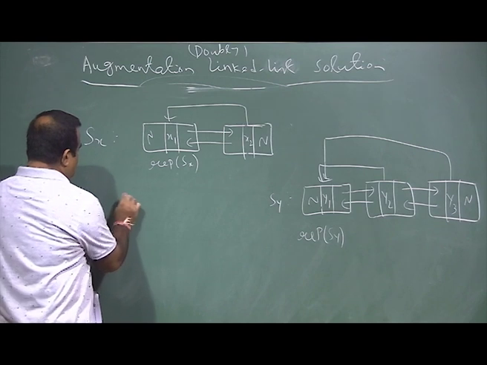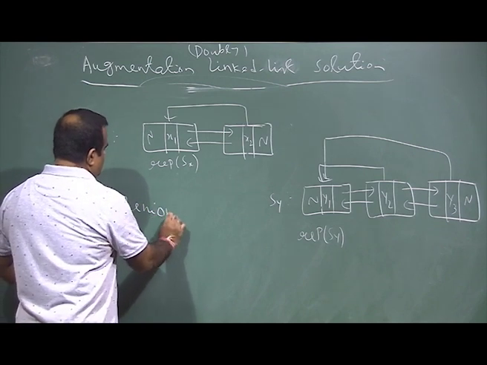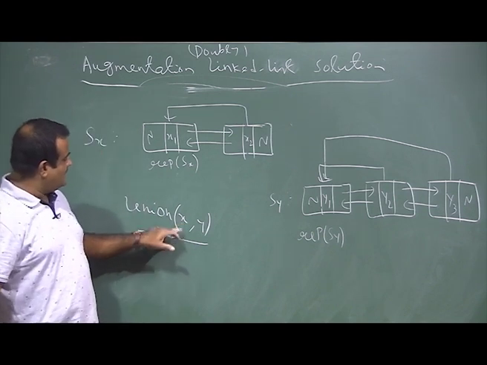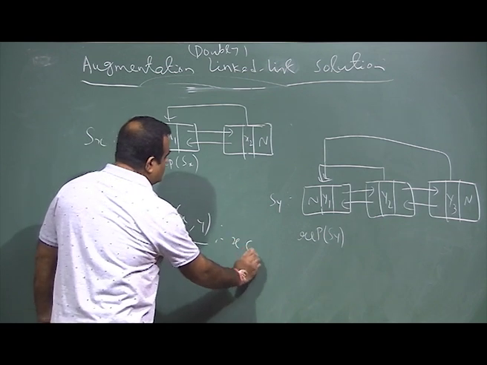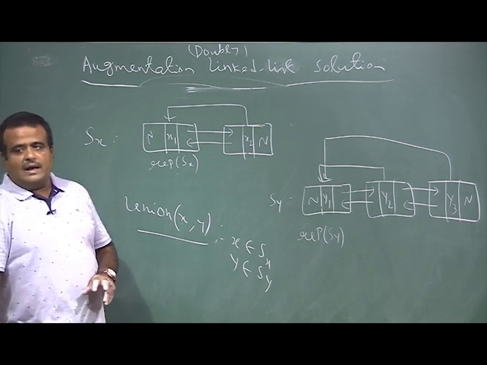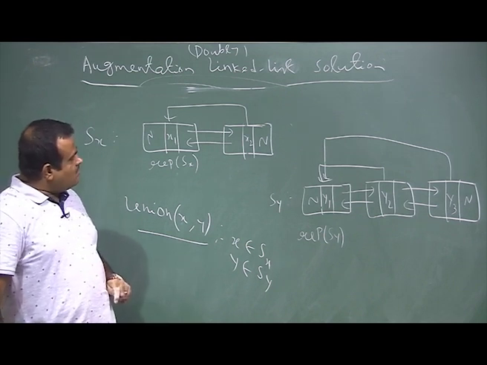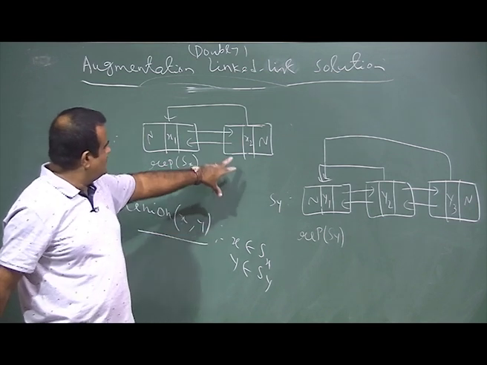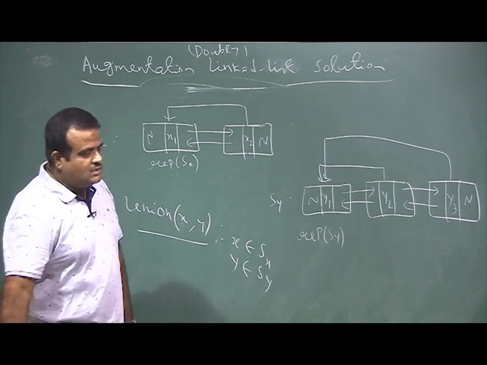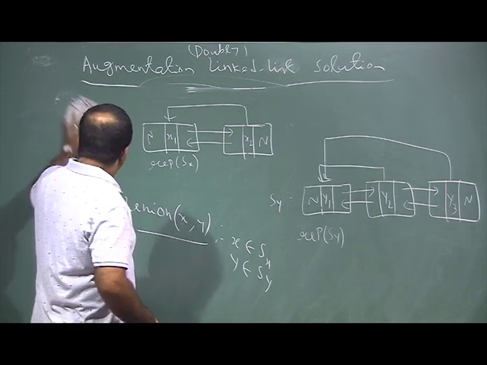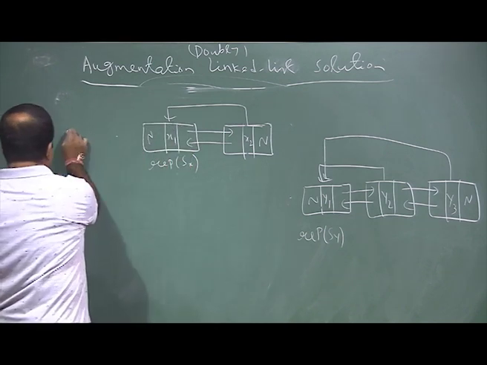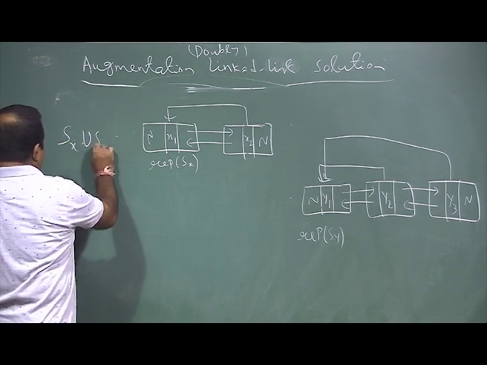So, the union of two sets. Basically you have two sets, S x and S y, where y belongs to S y. Now, we want to have the union of these two sets. So this is set S x and this is set S y. For the union, what we are doing is S x union S y.